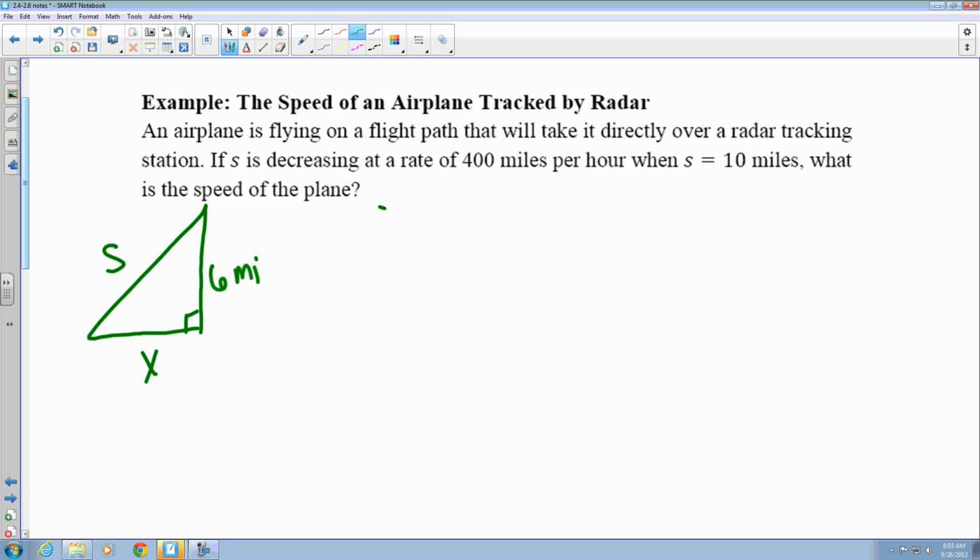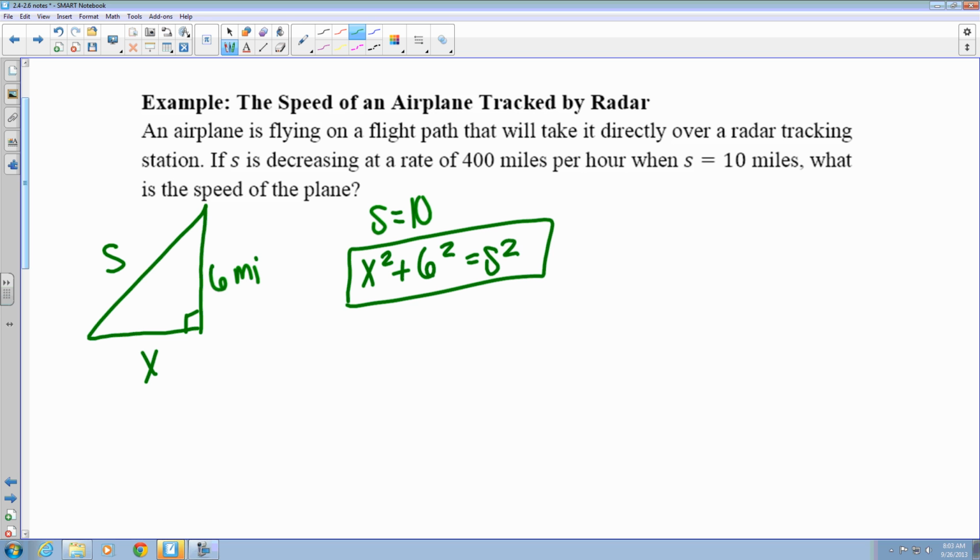So we are given s is 10. How are we going to find what x is? Because x is going to be the flight path of the plane. So we need to find what that is. We're going to find that using Pythagorean theorem when s is 10. So the Pythagorean theorem in this case is this formula, which is what we're going to use to relate all three of our sides. And first we're going to plug in 10 to find out what x is. In this case, x is 8.